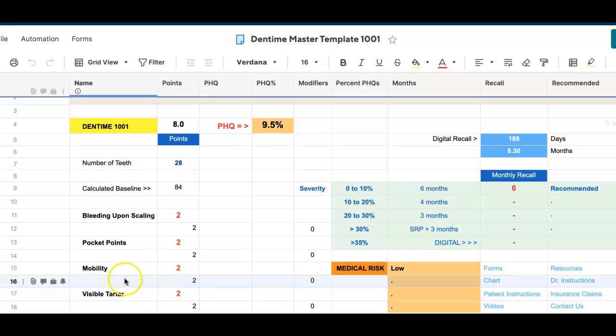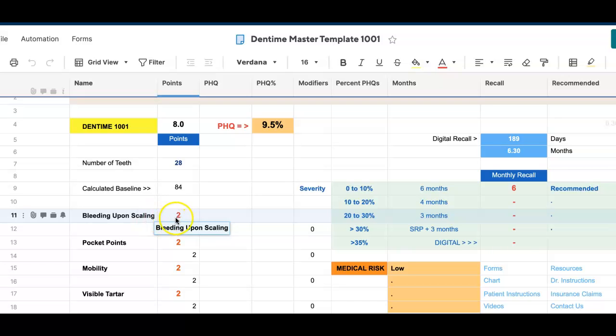Now I want to go through each one of these because they're slightly different than what most dentists and hygienists are used to. We use in the dental profession a number which is called BOP, bleeding upon probing. In our system, we use bleeding upon scaling.